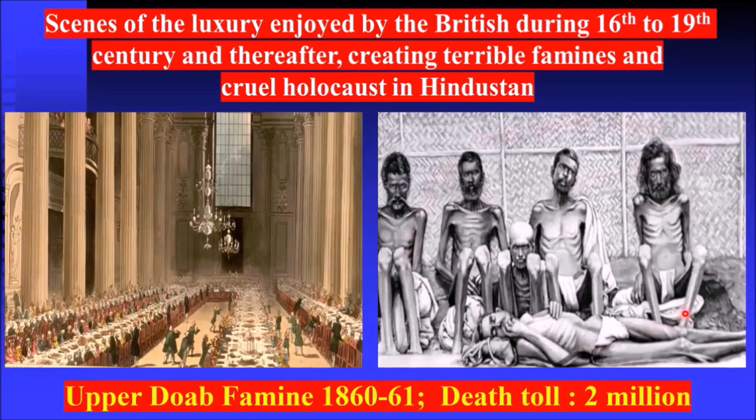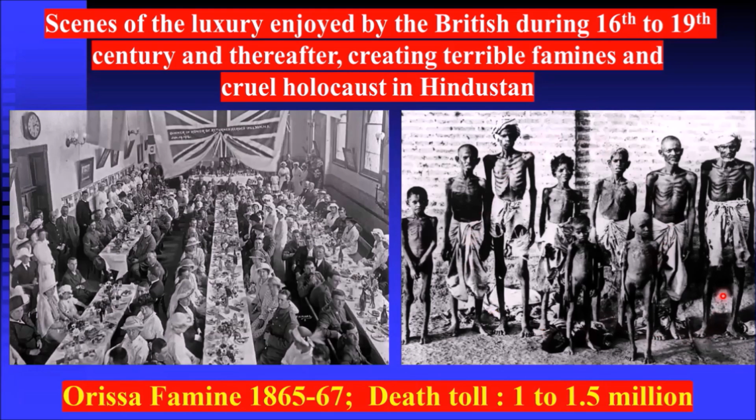And this is another scene of the Upper Doab famine of 1860. Compare this situation with this one. And here is a terrible scene of the Orissa famine of 1865, during which the death toll was between 1 to 1.5 million. And at the same time, the exaggerated enjoyment of luxury with the wealth deprived from these citizens of Hindustan, which was the richest country in the world until 1600.